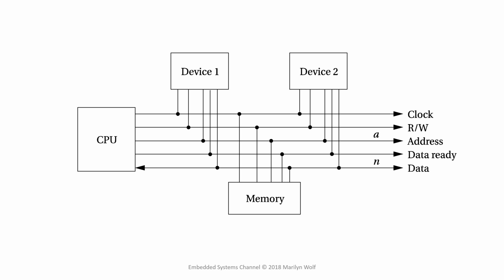A read-write signal tells whether a transaction is reading or writing. Address lines give the address for the transaction. Data lines give data, and we have a data ready signal. In some cases, we may share the data and address lines. This, of course, requires the bus protocol to operate more slowly, since we cannot send data and address simultaneously.